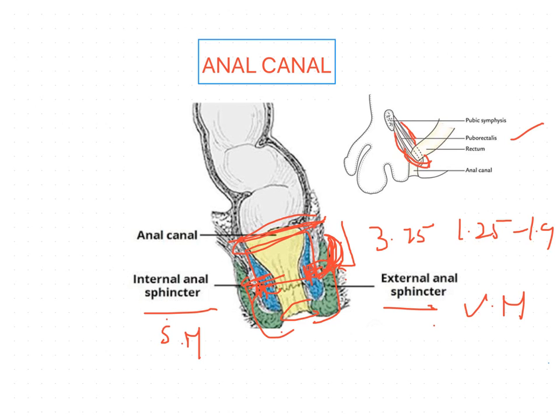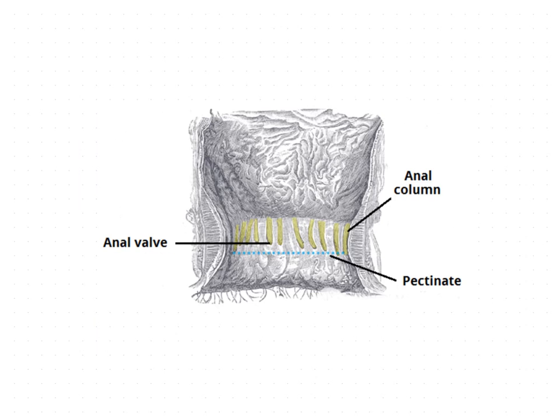Now we will move on to the internal structure of the anal canal. The superior aspect of the anal canal has a epithelial lining called columnar epithelium. However, in the anal canal, the mucosa is organized into longitudinal folds known as anal columns. These anal columns are joined at the inferior ends by anal valves.